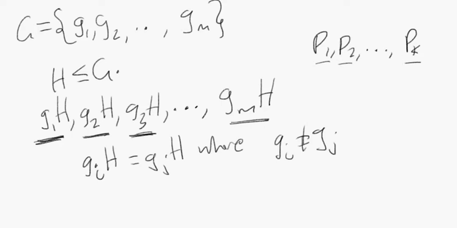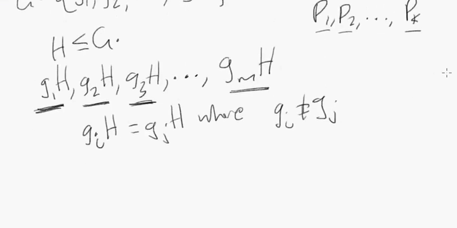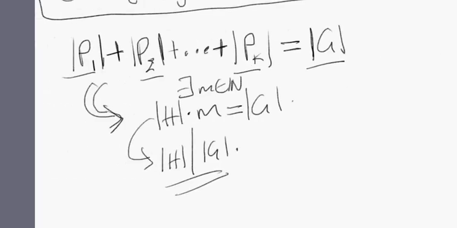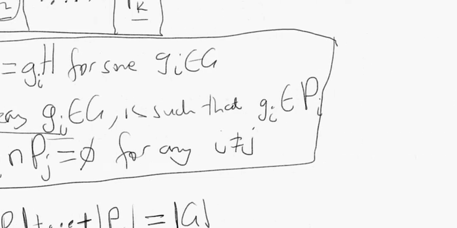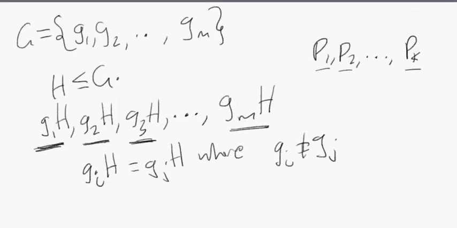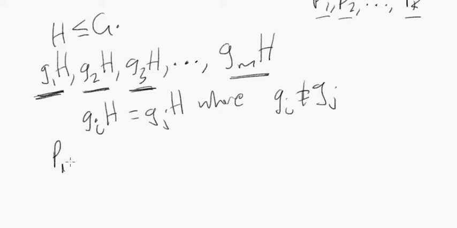Okay, first of all, we can establish one condition at least. Our first condition that we were looking at before was this. Let's say a second condition was that every element gi is in some partition. So temporarily, let's consider these to be our partitions. So let our first partition, P1, equal g1H.